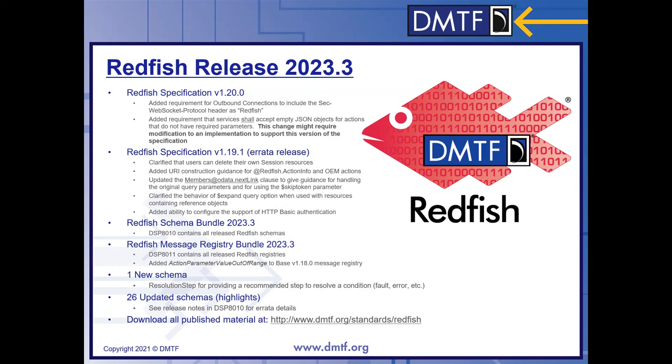There was also a clarification made to state that services must accept an empty JSON object when actions are submitted, even if the action doesn't have any required parameters. This is for consistency with implementations on both the client and the service side. This was previously an allowance or a recommendation, but because it was difficult to make a client that would work without having to do some try-fail semantics, which we want to avoid, we've just made that a requirement. That is a change that would require a modification to an implementation if it wasn't already doing this.